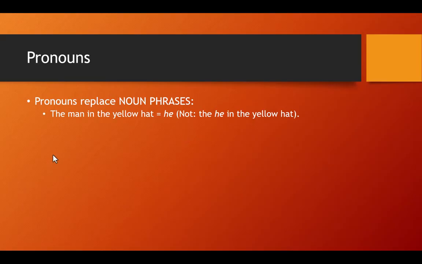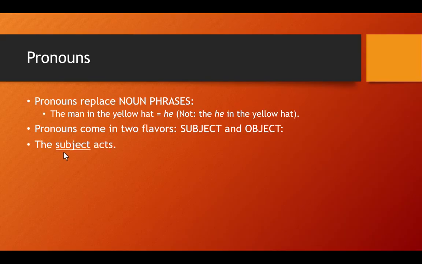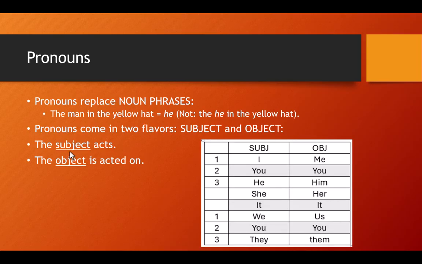Okay, pronouns in English come in two flavors. We get subject pronouns and object pronouns. Just to remind yourself, subjects and objects are both typically noun phrases. The subject is the one that acts, right? The one that does stuff, and the object is the thing that's acted on. And here's a chart of the subject and object pronouns in English. Remember, in English, we can decide what the subject and an object is typically based on word order. So it's kind of superfluous or redundant to have different subject and object pronouns, right?